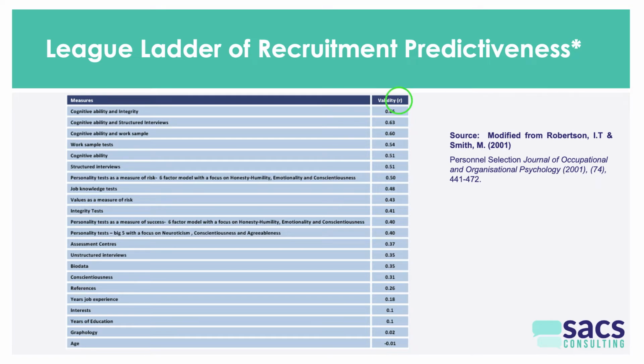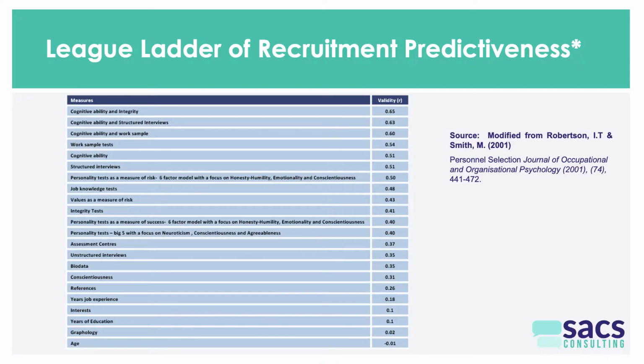That little R means a correlation coefficient. So the correlation coefficient works as follows. If it's close to 0, what that means is that there is no relationship between the recruitment method and whether the person succeeds or fails. If it is high, a long way from 0, what that means is that it is an accurate predictor. The higher it is, the more accurate the prediction.